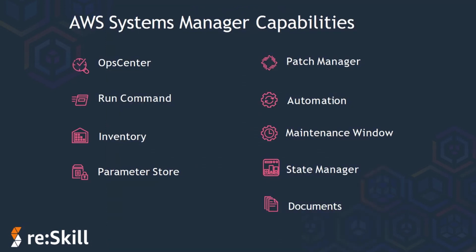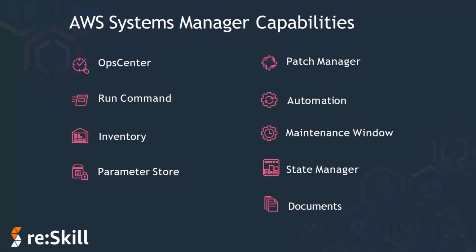Next, we'll see what the capabilities of AWS Systems Manager are. So one is Ops Center. Ops Center provides a central location where the operations engineer can view, investigate, and resolve the operational work items related to AWS resources. Run Command is the capability of Systems Manager to execute a document on the managed instances.